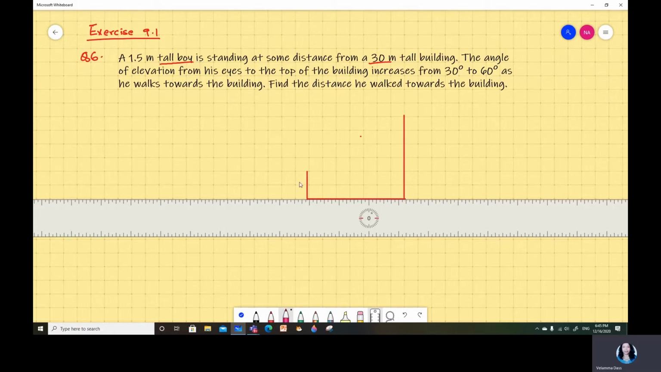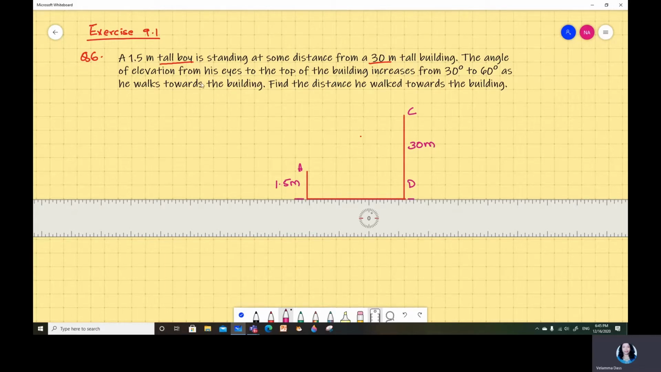Here it is given 1.5 meter tall boy. So let's assume that to be AB. I'll write afterwards. And CD is the building. CD is a building and AB is a tall boy. And here the height of the boy is given as 1.5 and the height of the building is given as 30 meter.